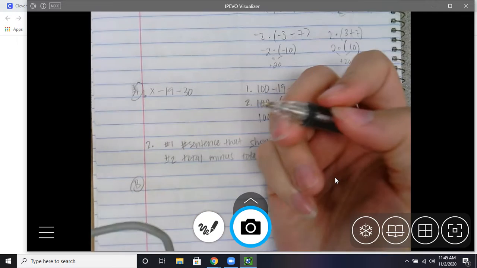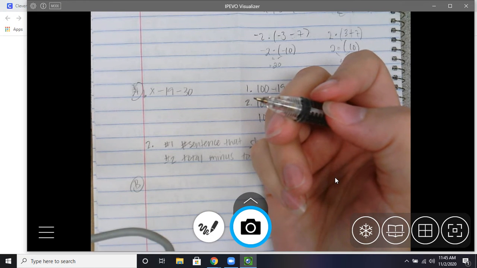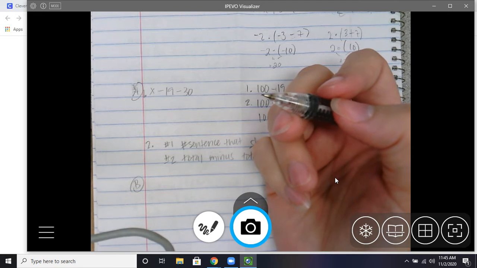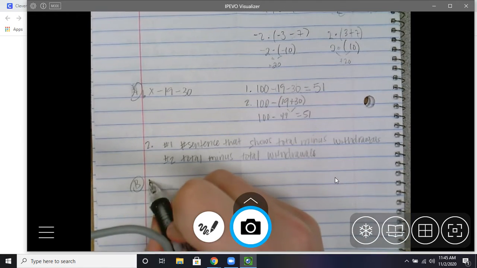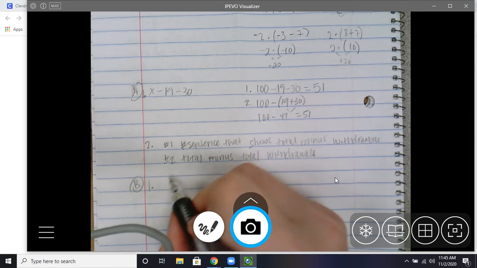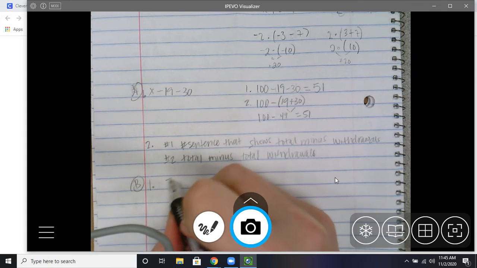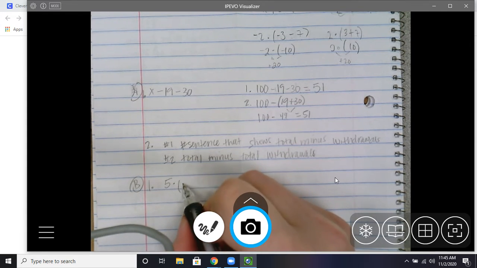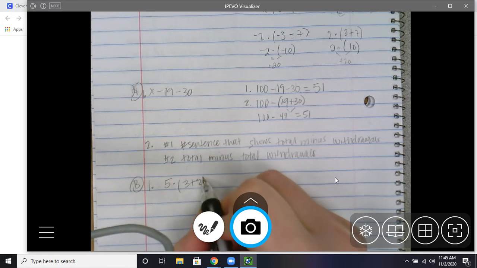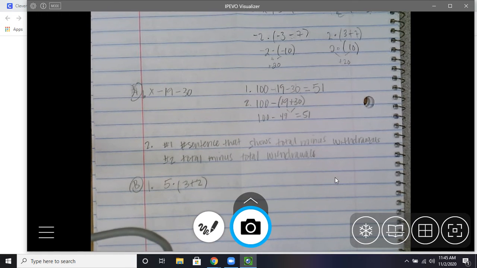Part B, it says use the distributive property to write each expression in expanded form. So this is the practicing part that I really wanted to get to so that you guys can see how to do this. So it is 5 times 3 plus 2. So as I move through these, I want you to pause and try it on your own and then see how you do.